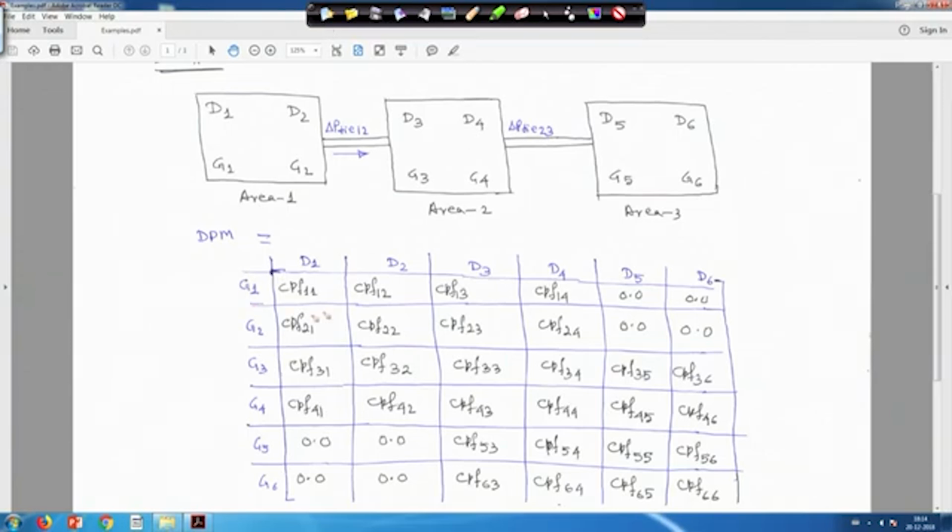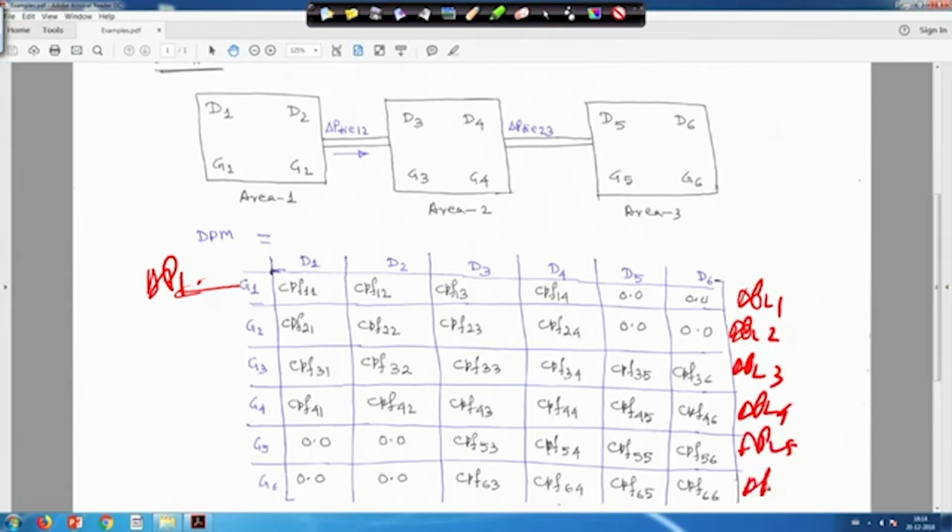So, in this case what will happen, the contracted power demand for this one, say delta PL1, this is delta PL1, the power demanded by distribution company 1, this is delta PL2, this is delta PL3, this is delta PL4, this is delta PL5 and this is delta PL6, right. Therefore, delta P1 will be CPF 11 delta PL1, CPF 12 delta PL2, CPF 13 delta PL3 plus CPF 14 delta PL4, other two terms are 0, so it is 0, right.